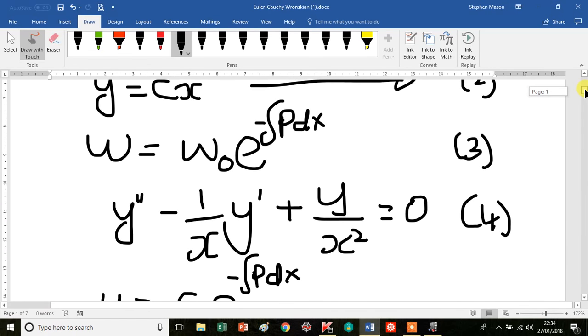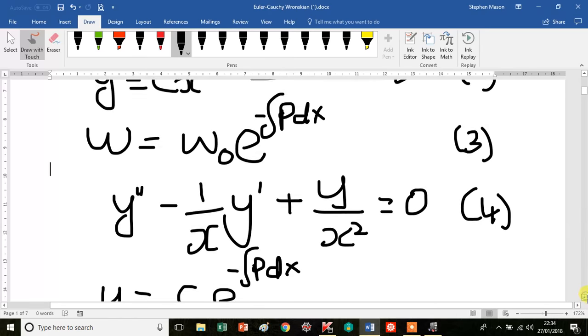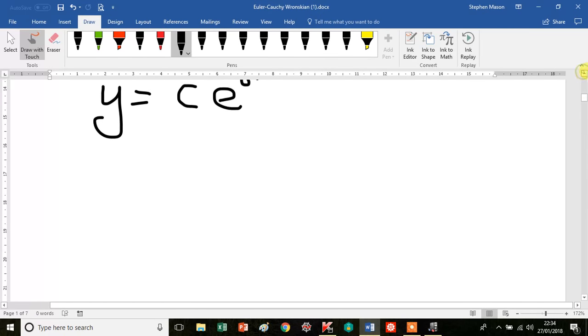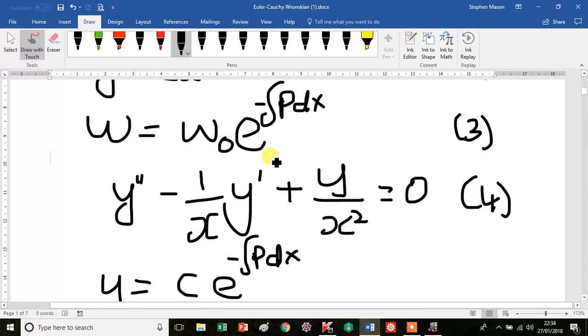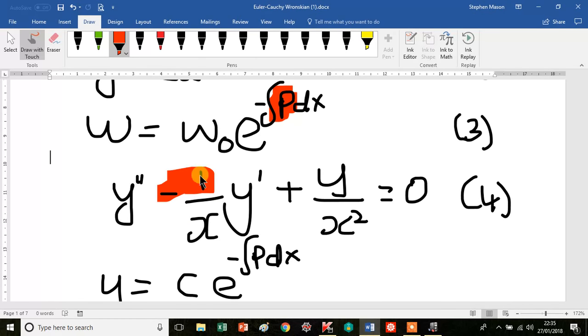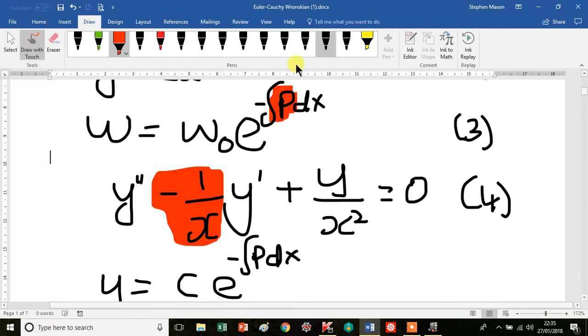Right, okie dokie. What is p? Well, let me just go up a little bit. Right, so we've got these two expressions, expression 3 and expression 4. How can we relate the p here to equation 4 or whatever is in equation 4? Well, it turns out that the p is actually this term here, minus 1 over x.